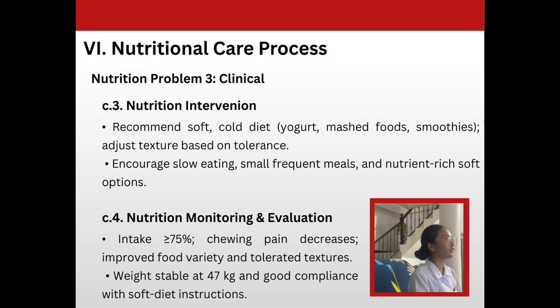For the monitoring and evaluation, goals include consuming greater than or equal to 75% of meals, reduced chewing pain, stable weight at 47 kilograms, improved food variety and tolerance, adherence to soft diet, and gradual improvement in chewing.